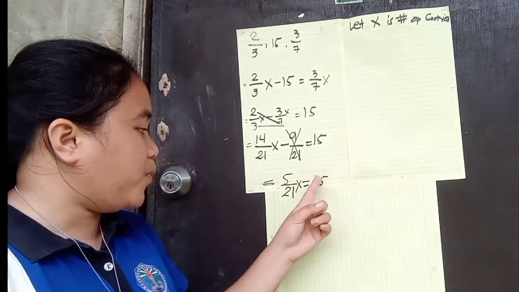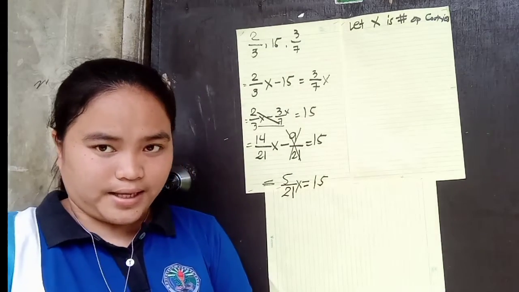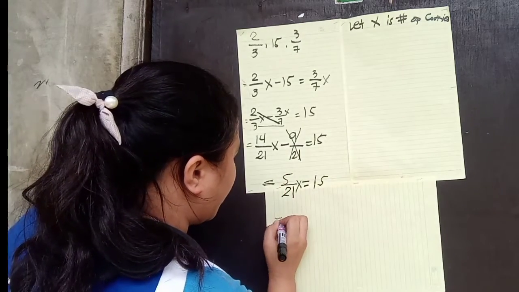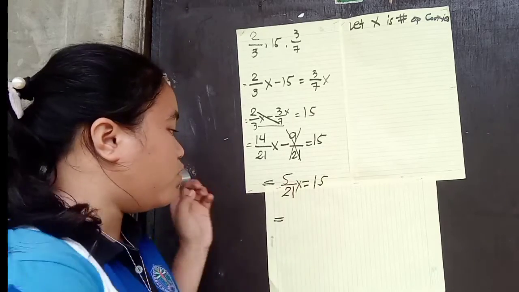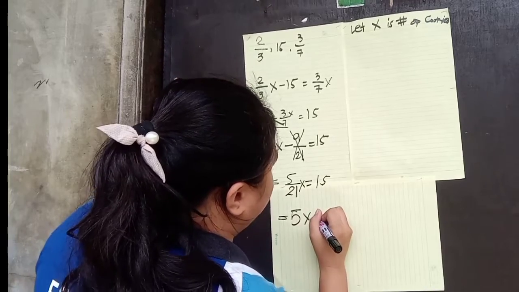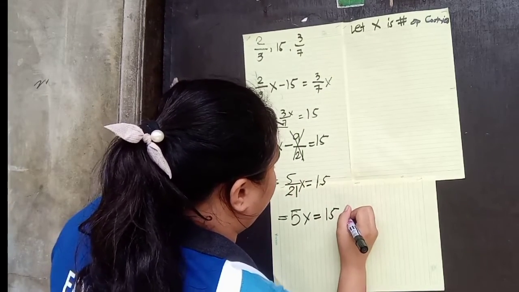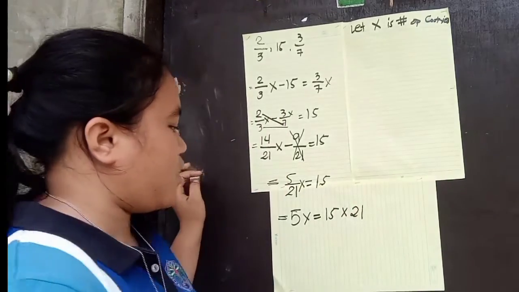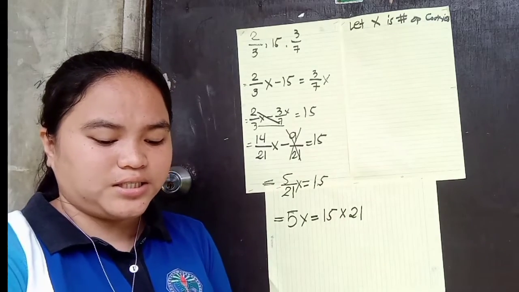Okay, now, paano po yung next process na gagawin natin? Okay, ito pong ating 5 is gagawin na din po natin siyang whole number. So, ang magiging point po natin is 5x equals 15 times 21. Ganyan na po yung magiging construction niya.